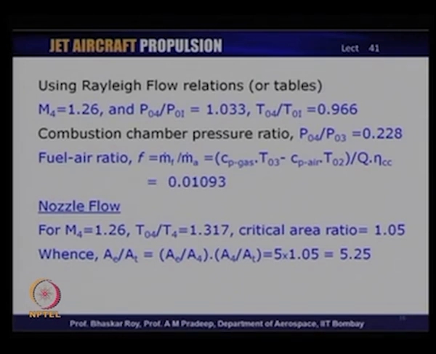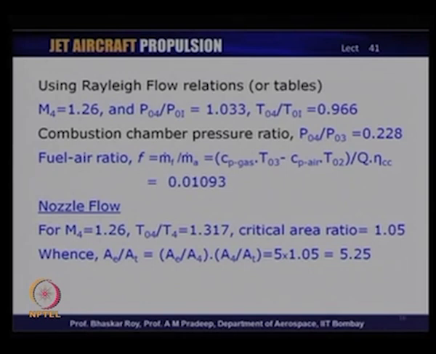Now, the flow gets into the nozzle. Now, in the nozzle, the flow is getting in with a Mach number that is 1.26, as a result of which it is already supersonic. The flow getting into the nozzle is already supersonic. Flow through the combustion chamber was already supersonic. The isentropic temperature ratio, that is total to static, at this station is 1.317.